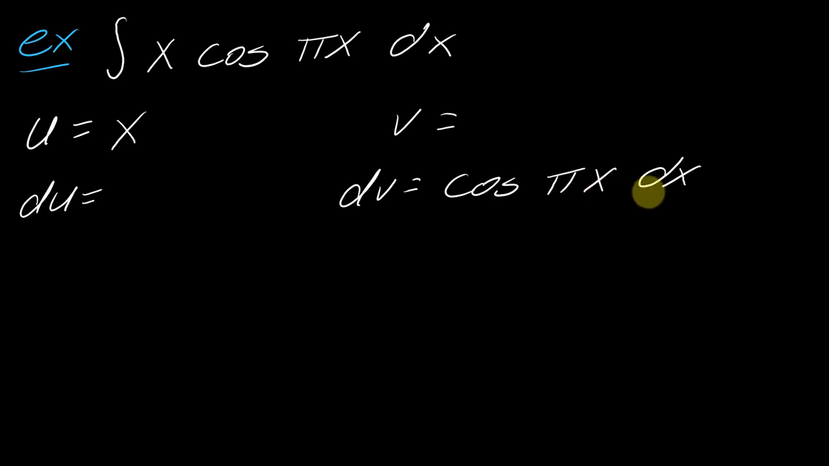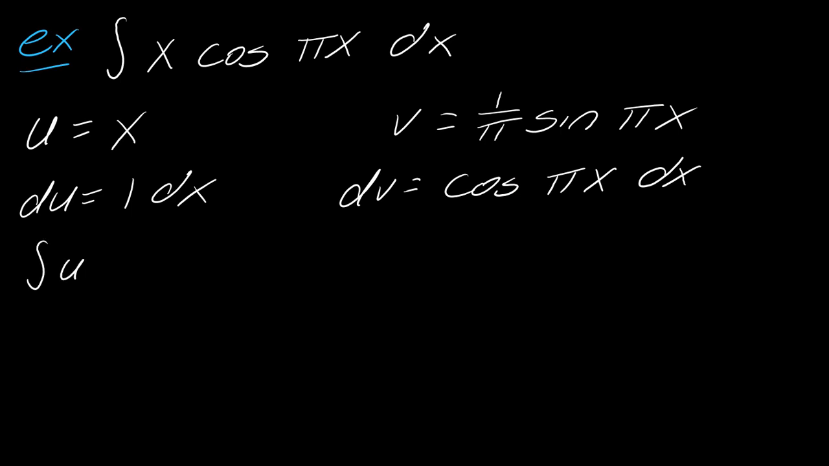cosine pi x dx. Okay, so to finish this now, I've set this up, as you can see here, so now I have to figure out these other pieces. So I have to take the derivative of u, and then I have to integrate to find my v. So let's do that. If I take the derivative of x, that's 1 dx. And then if I integrate this guy here, this is going to be 1 over pi sine pi x. I don't need the plus c, just because of how we're setting this up. Okay, so here are all my pieces, and from here I can just remember my formula now. So remember, it's the integral of u dv equals uv minus the integral of v du.